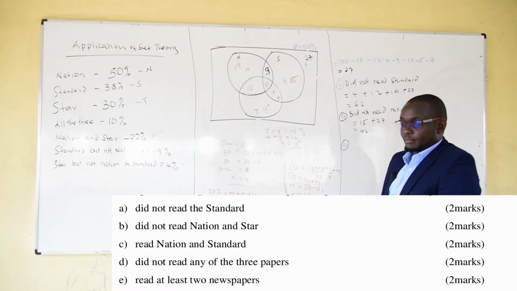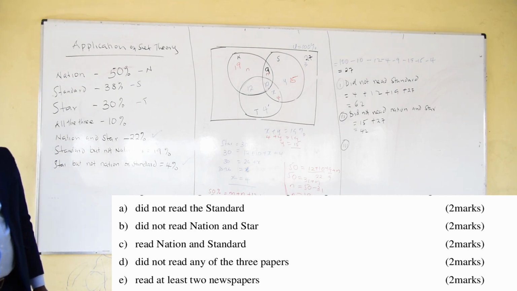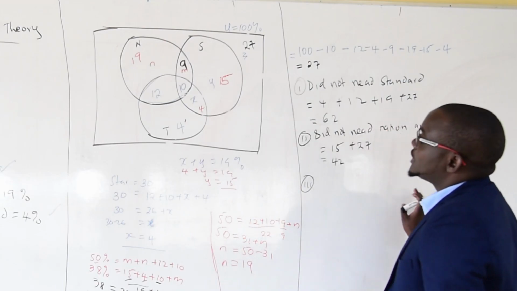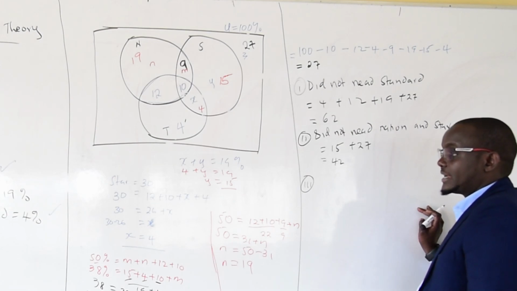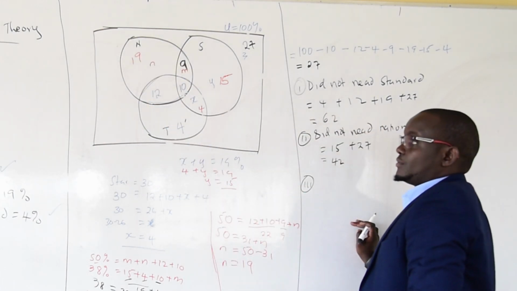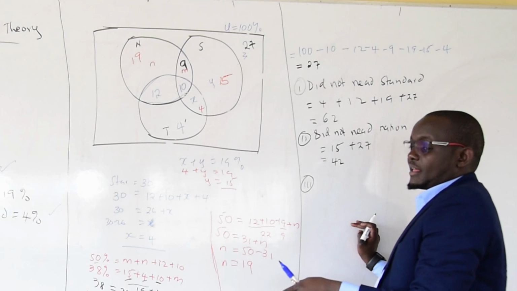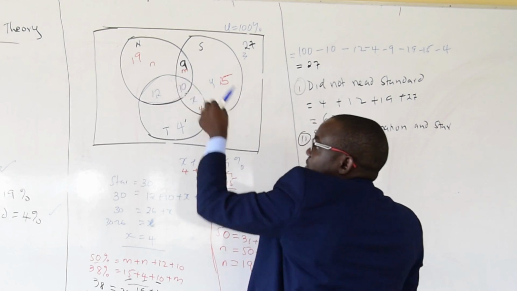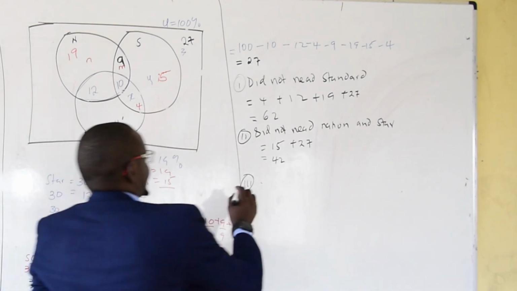Number three, we are told those that read nation and standard. We are not told those that read both nation and standard. It is those that read nation and standard, so it is those that are in the circle. That's a union. We are not looking at intersection. Those that read nation and standard is a union, not an intersection. If you are told both nation and standard, then we look at the intersection.